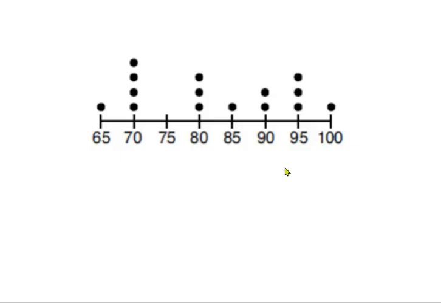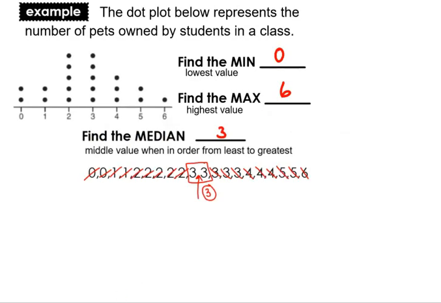You can also quickly identify some important statistical measures, like a median or a mean. Let's take a look at an example. This dot plot represents the number of pets owned by students in a class. If you were asked to find the minimum value, or the lowest value, we could see that it's 0. 2 students in the class have no pets.